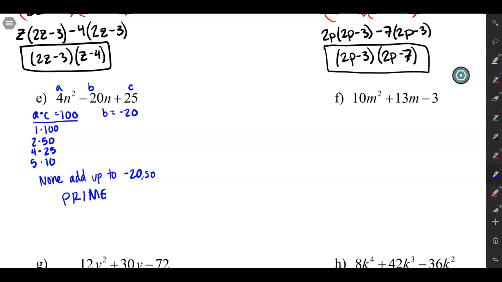All right, hopefully you started doing this problem and then you wondered, oh no, I'm doing something wrong because I can't find a pair of numbers that works here. When you start making your list of numbers that multiply to 100 and look for numbers that add up to negative 20, you can't find one, which means that there's not a pair of numbers that works, so this polynomial is prime.